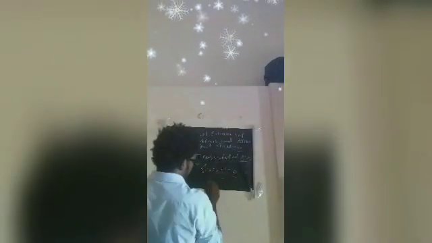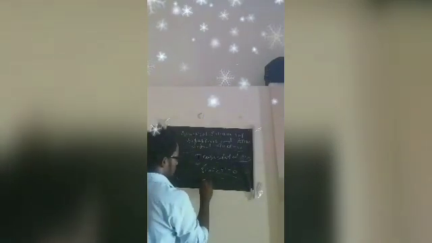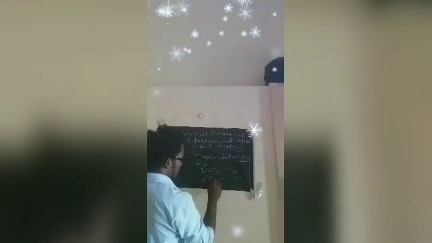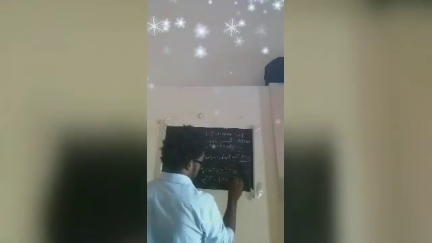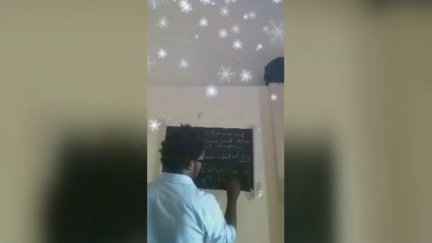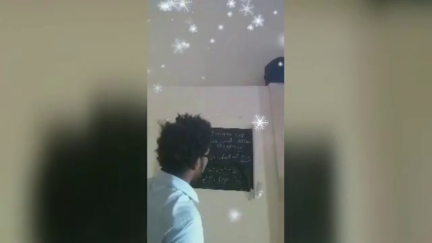The second example is e to the power of 2x plus log x is equal to 0. So these are some examples for transcendental functions. So these are some concepts for transcendental and algebraic equations.